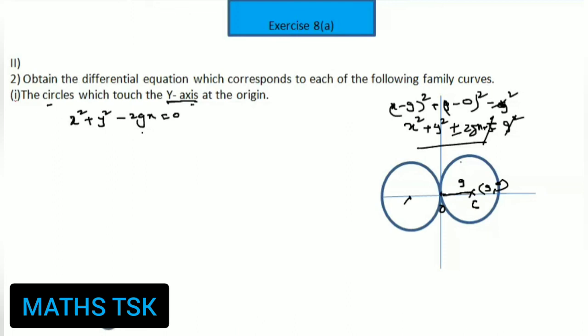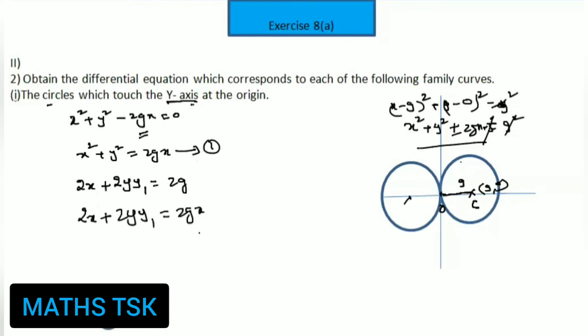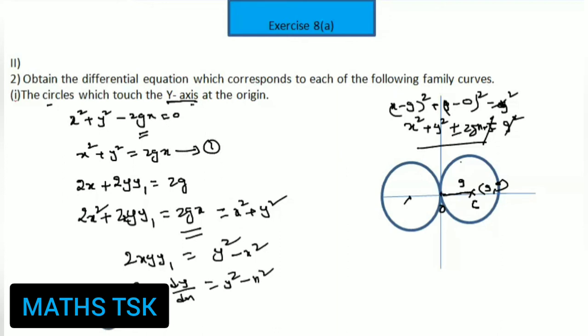Now since it contains only one variable g, I can write x square plus y square is equal to 2gx. Differentiate, it becomes 2x plus 2y y1 is equal to 2g. So multiply with x, you will get 2x square plus 2xy y1 is equal to 2gx. From equation 1, 2gx is nothing but x square plus y square. So 2xy1 is equal to y square minus x square. So 2xy dy by dx is equal to y square minus x square. That is the solution for this.